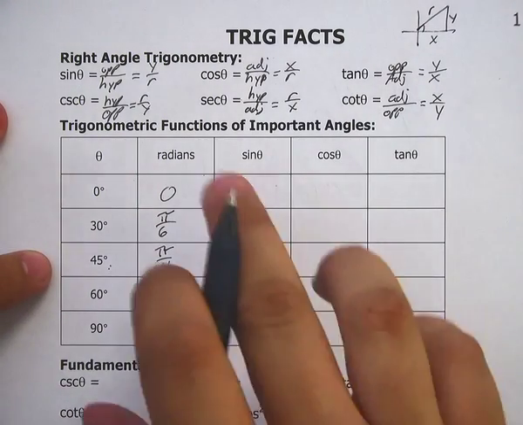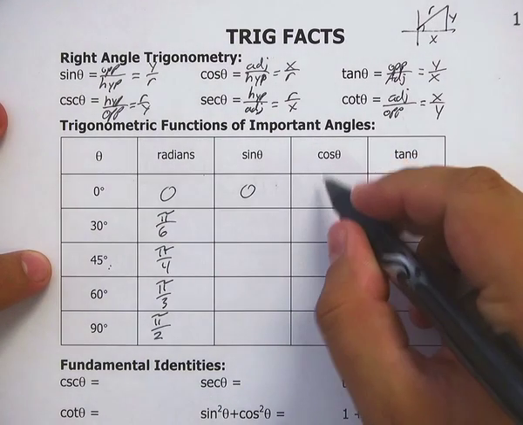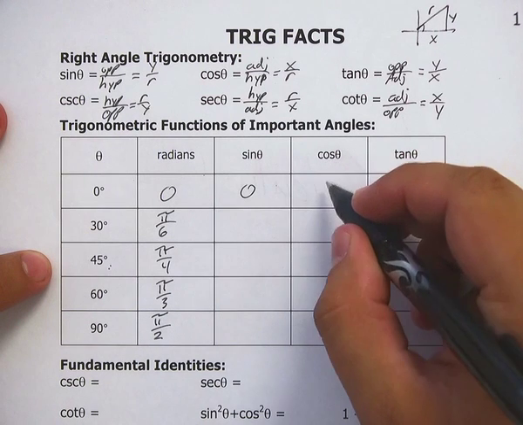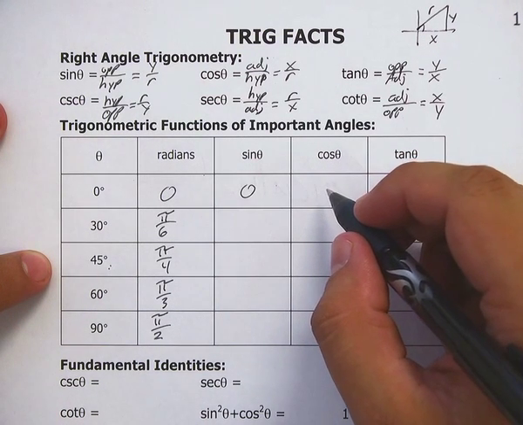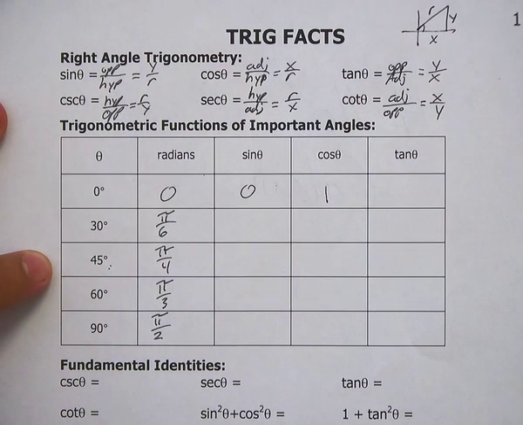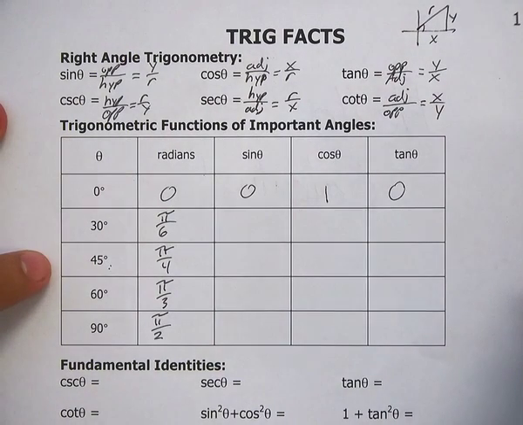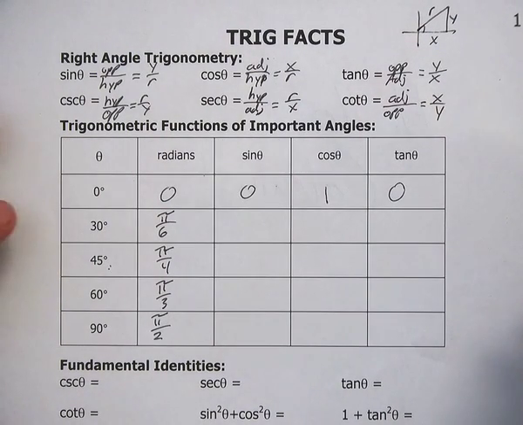Again, stuff we just have to memorize. The sine of 0 is the y value at 0 degrees. That was 0. The cosine of 0 radians is the x value at 0 degrees, which is 1. Then the tangent of 0 degrees is 0, tangent being y over x, or 0 over 1, right?